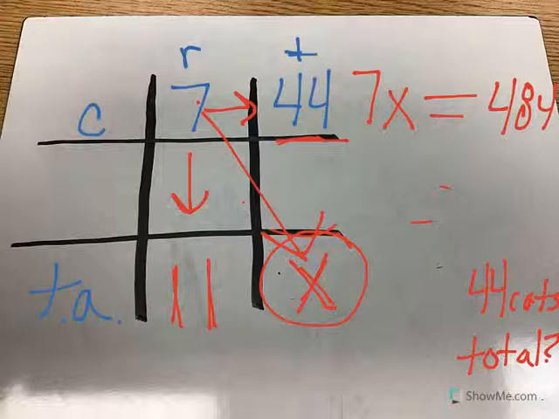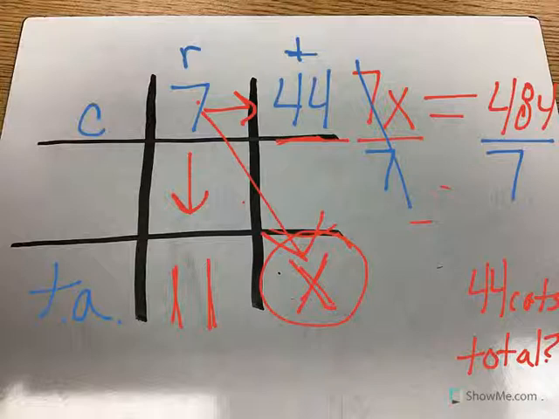So I need to isolate the x. What am I doing to it? I'm multiplying by 7. Number next to a letter or variable means you're multiplying. The inverse is dividing by 7. So those cancel out. 7 divided by 7 is 1. 1 times x is x. Whatever you do to the left side, you do to the right side. And then 484 divided by 7 is approximately 69.14.